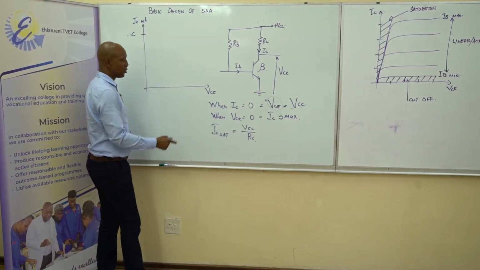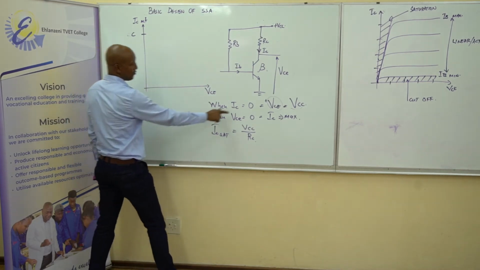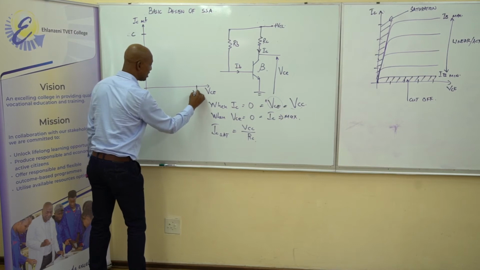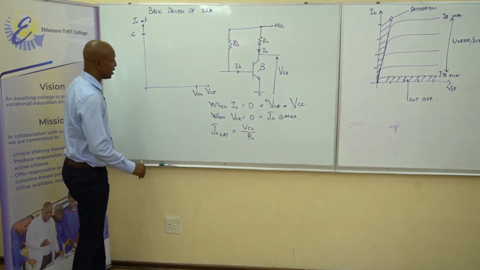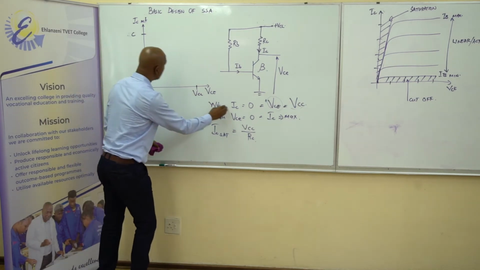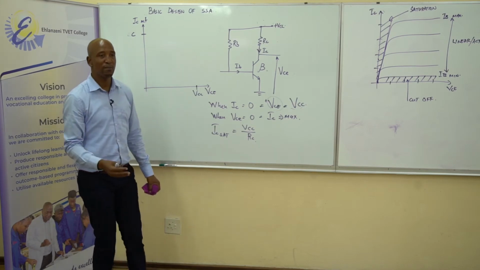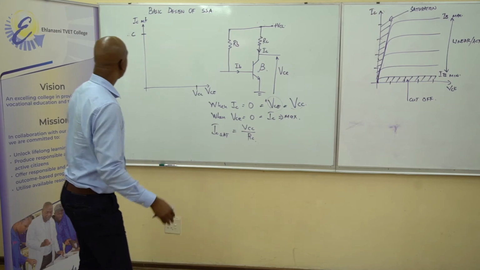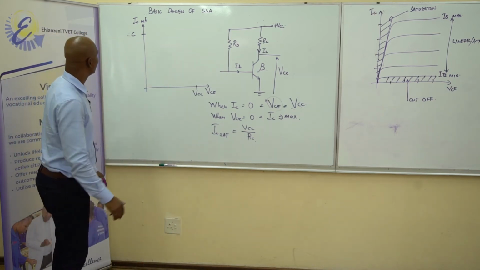And mind you, we're saying when IC is 0, VCE shall be equal to VCC. So somewhere here, we shall have VCC, which is equal to VCE. So these two will help us to plot the DC load line. Remember, we said it's the line that characterizes the transistor values during operation when there is no external signal.